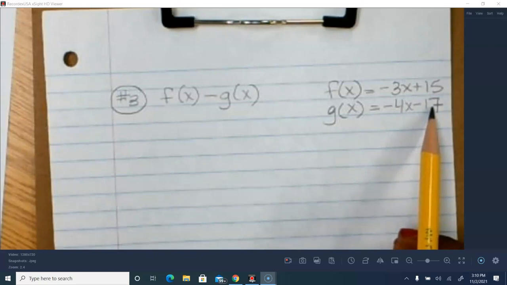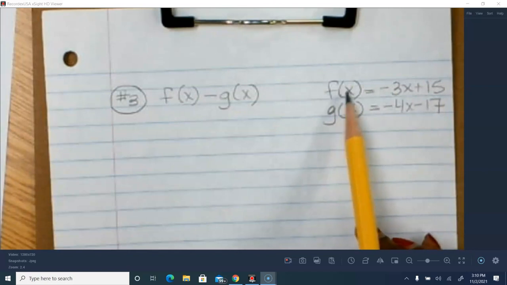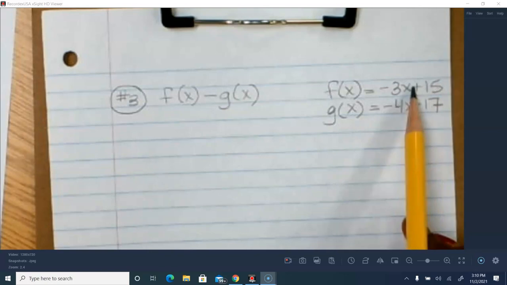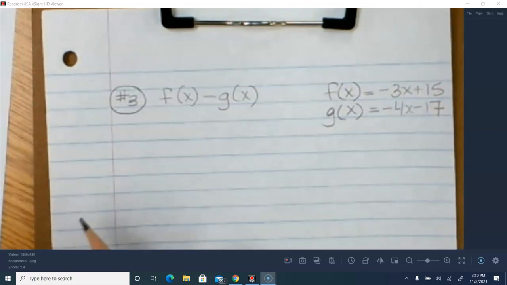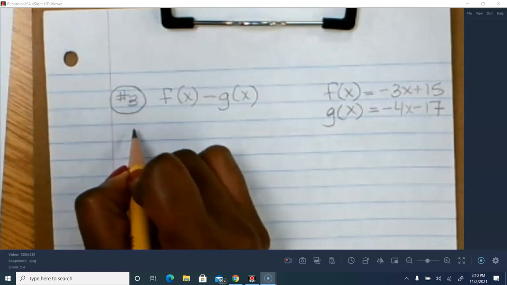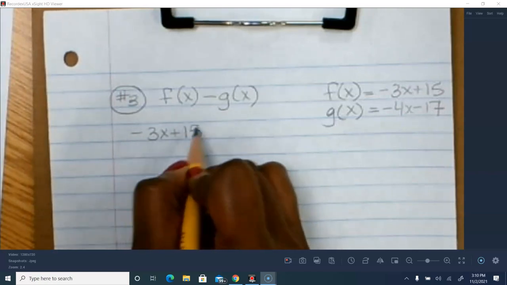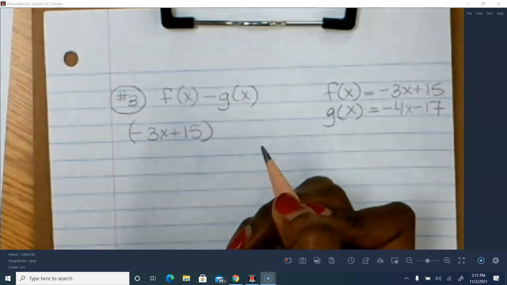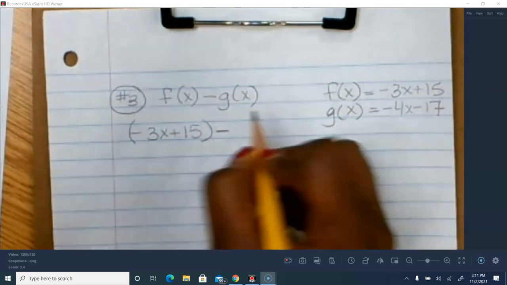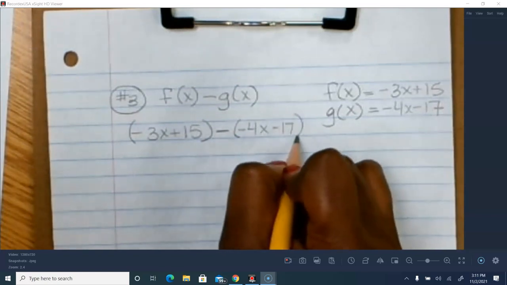The substitution property says that if a equals b, then b can replace a. So if f of x is equal to negative 3x plus 15, negative 3x plus 15 can replace f of x. So I'm going to plug it in, and I'm going to skip lines here just so that it's nice and neat. So in place of f of x, I'm going to put negative 3x plus 15. I'm going to put that in parentheses because I'm substituting it in. Minus g of x. And g of x, also in parentheses, I'm going to put negative 4x minus 17.